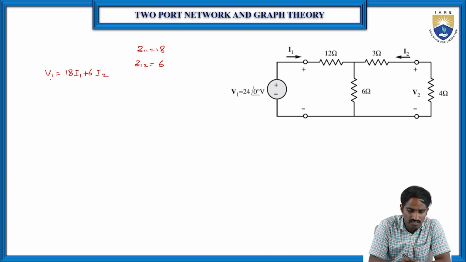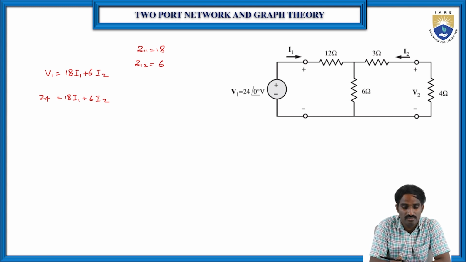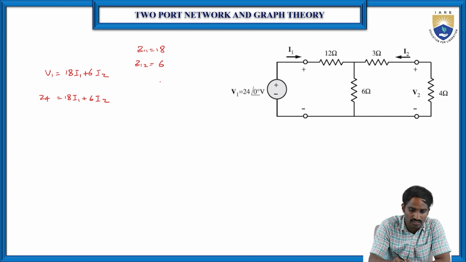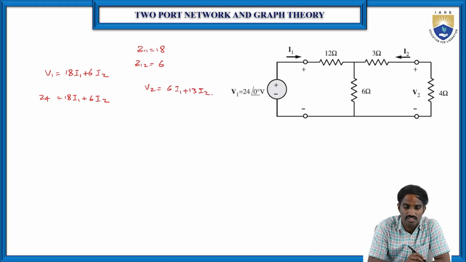Then V1 is what they have just given, 24 at an angle of 0, so I am just neglecting the angle. So 24 is equal to 18I1 plus 6I2. Similarly, V2 is equal to 6 into I1 plus 13 into I2.